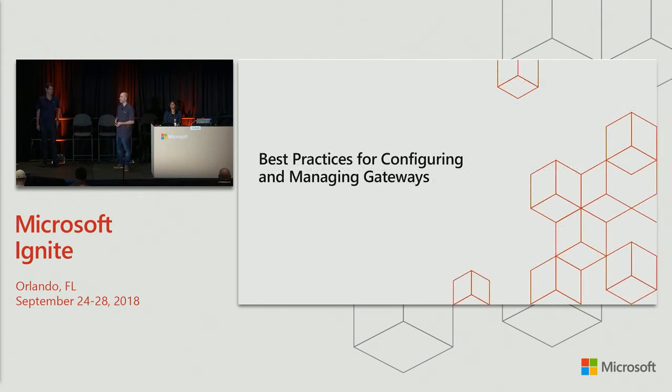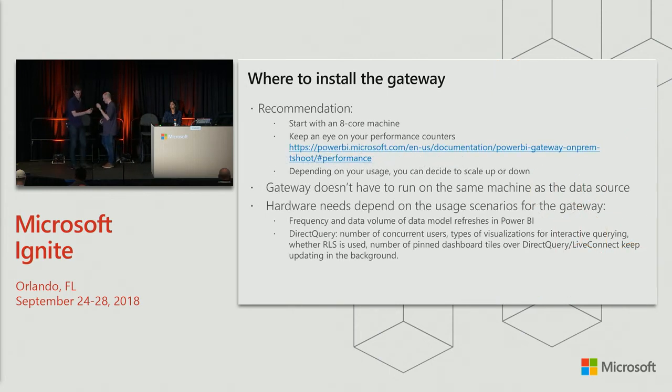Best practices for how to configure and manage gateways. Yes, thanks, Miguel. So let's start with where to install the gateway. Our recommendation is that you should start with an 8-core machine, if you already know that this is going to be an enterprise gateway used for lots and lots of different workloads.